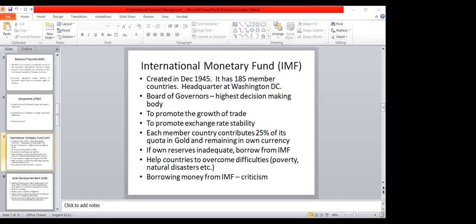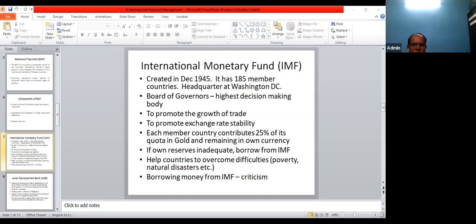So 1970. Correct, in 1970 it collapsed, and then just after the Bretton Woods system, as I told you, there was a thought given by the conference. In 1945, just after one year of the Bretton Woods system, the IMF was created in December 1945. At that time there were 185 countries that were members of this IMF.